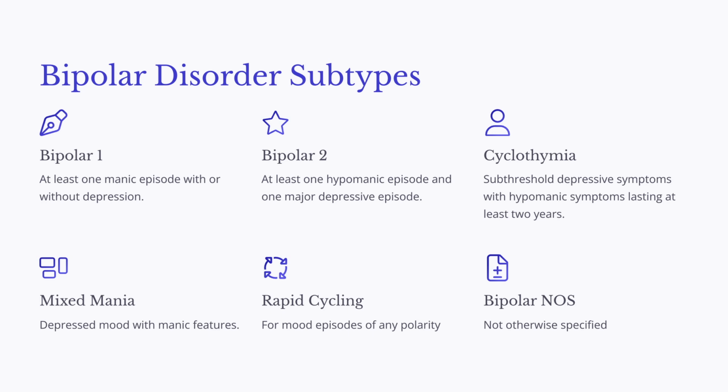All right, the next subtype is cyclothymia, which is defined as subthreshold depressive symptoms with hypomanic symptoms lasting at least 2 years. The next is just pure mania, so the patient has euphoric or irritable mood episodes without any sort of depressive episodes. This technically would be a subtype of bipolar 1. Then there's mixed mania, which means the patient has depressed mood with manic features. And then there's rapid cycling, which is 4 mood episodes of any polarity in a year. So this is technically a course of illness and not a subtype.